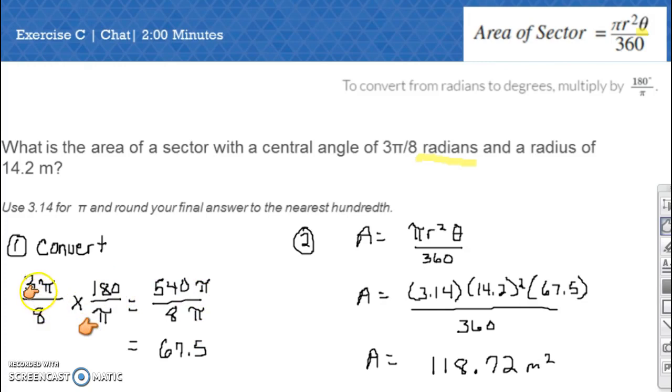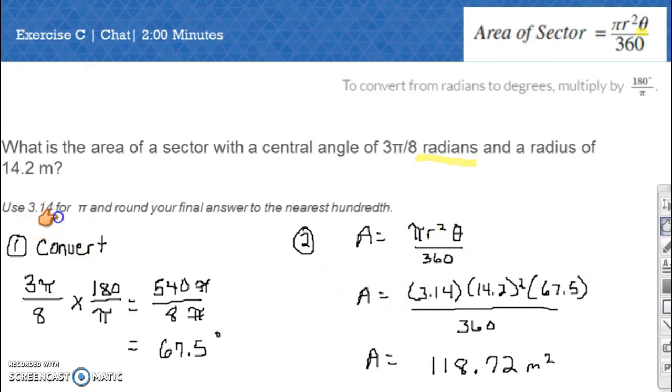Remember, when you're multiplying these together, you multiply the numerators and you multiply the denominators. 3 pi times 180 is 540 pi. 8 times pi is 8 pi. Remember, pi over pi is simply 1, so we can cancel those out. 540 divided by 8 is 67.5. So now we have degrees, and we're going to plug that into our formula.